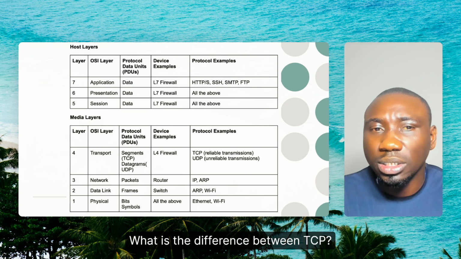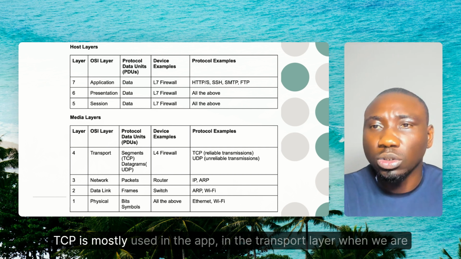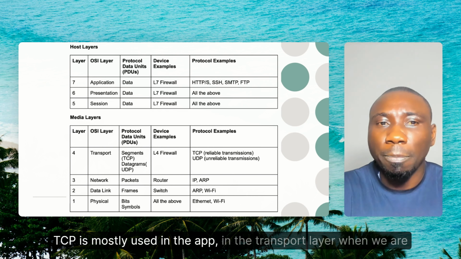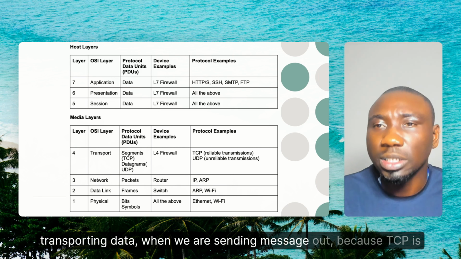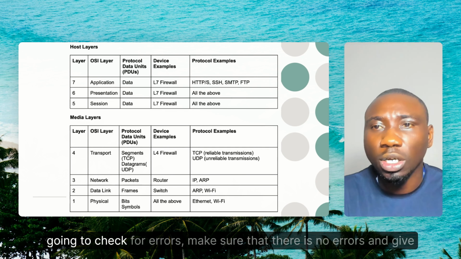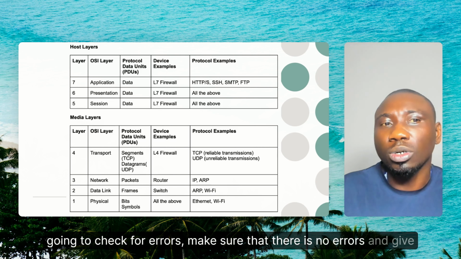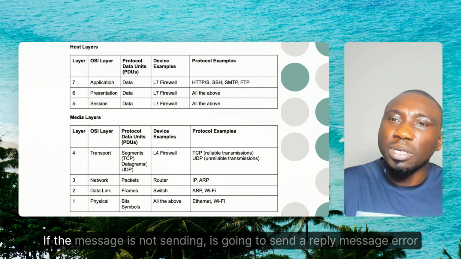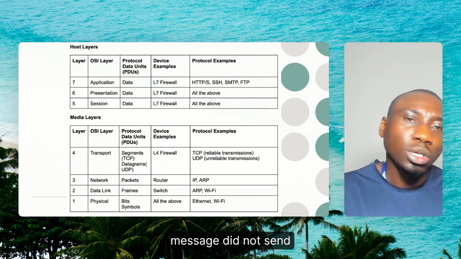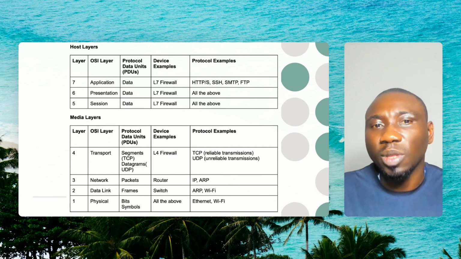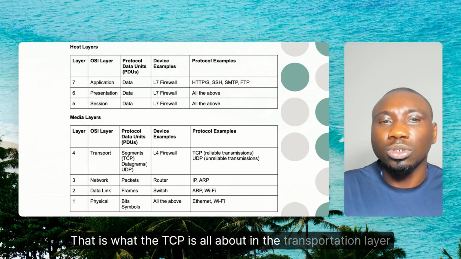What is the difference between TCP and UDP? TCP is mostly used in the transport layer when we are transporting data, when we are sending messages out, because TCP is going to check for errors, make sure that there are no errors, and give a reply if there is an error. If the message is not sent, it's going to send a reply: message error, message did not send. This is the reason why the message did not send. That is what TCP is all about in the transport layer.